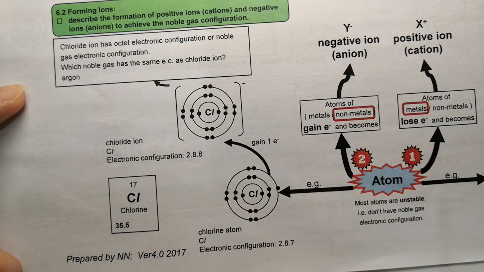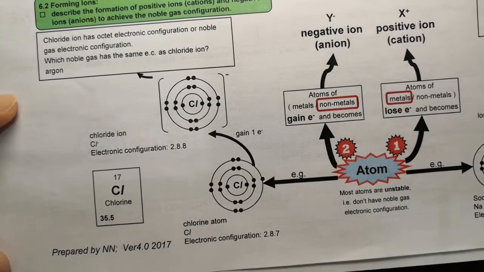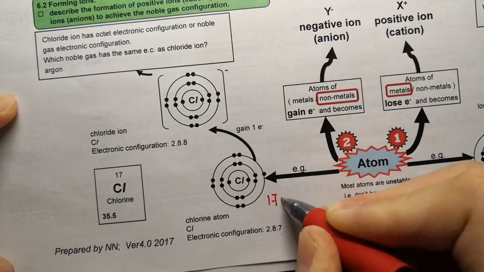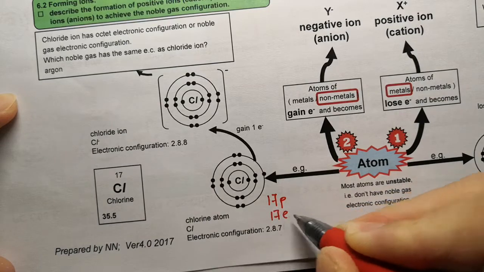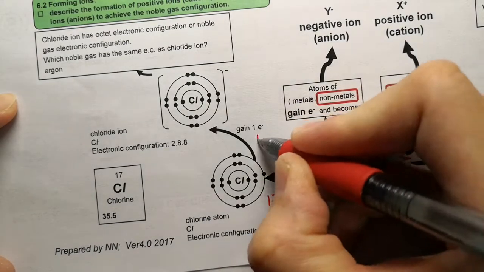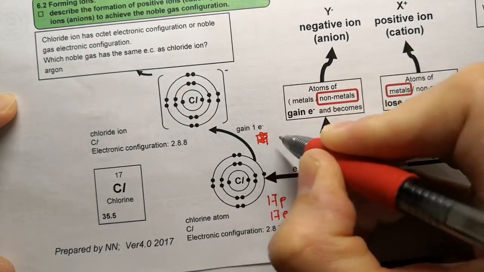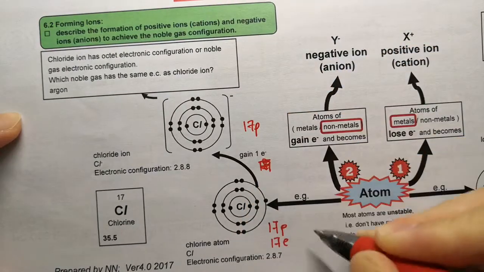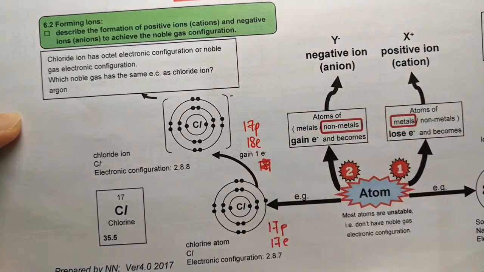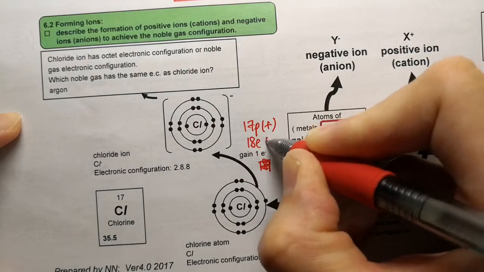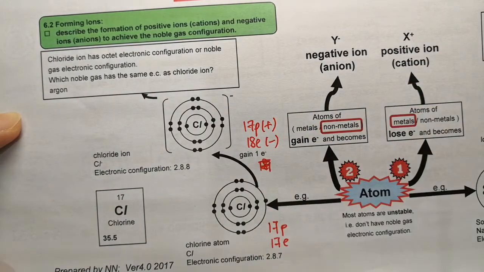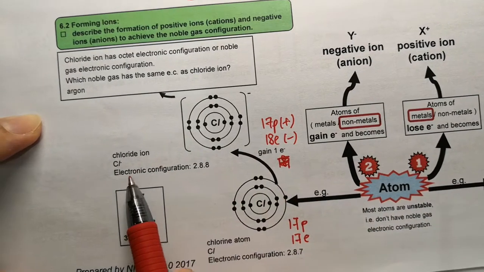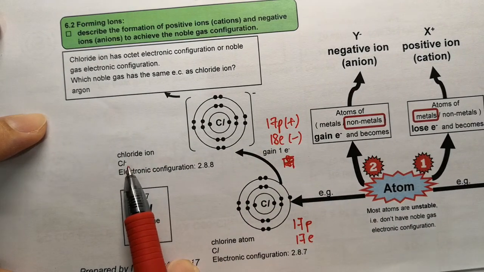And this part is very simple. When it gains an electron, it will form a negative ion. Why is it so? Because the chlorine atom has 17 protons, which means 17 electrons. When it gains an electron, the number of protons stays the same, 17 protons. Gain an electron, become 18 electrons. Proton is positively charged, electron is negatively charged. So there is one more electron than protons. That is why the chloride ion has a negative charge.